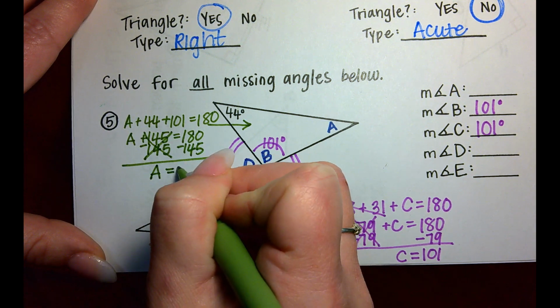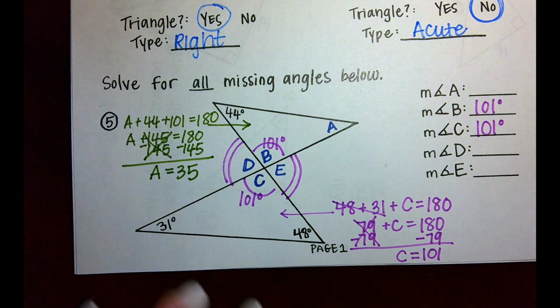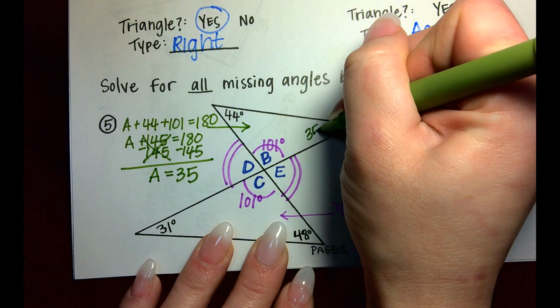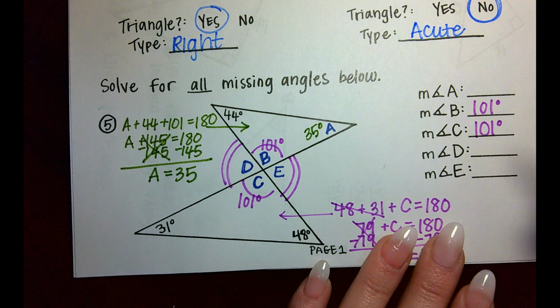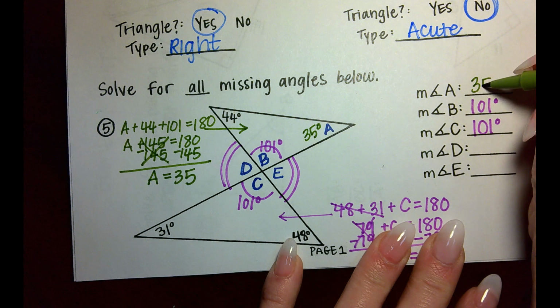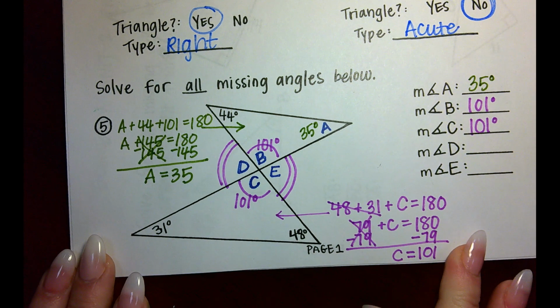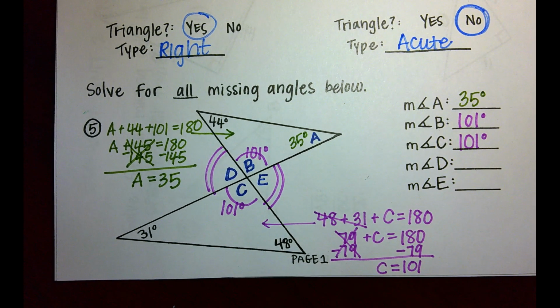A equals 35. So, I'm going to label here 35 degrees. Okay, now we just need to solve for angle E and angle D. How do we do that? 48, 35.